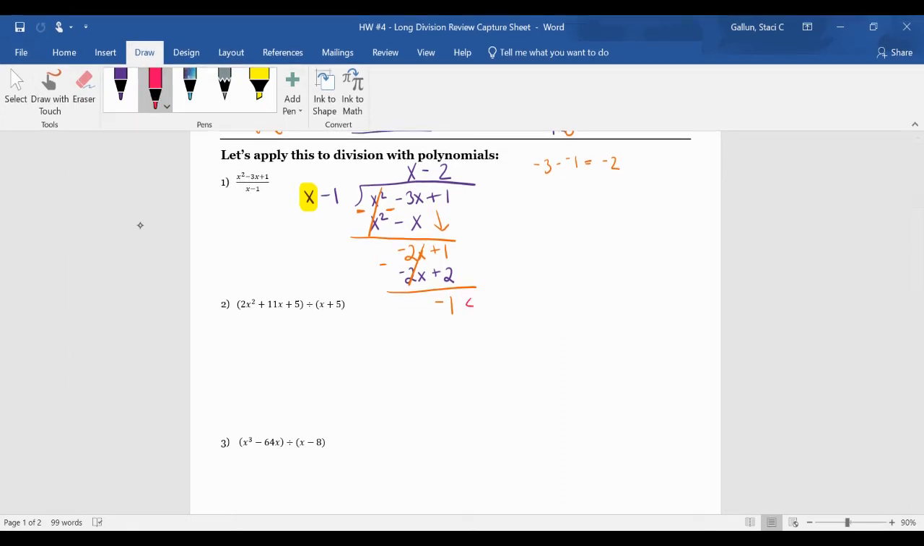So this number, this negative 1, is known as our remainder. It did not just divide evenly. And our final answer is going to be x minus 2 plus negative 1 over x minus 1, right? The fraction that's left. If you want to express it this way and say x minus 2 minus 1 over x minus 1 because it's a negative, that's fine. Okay, so this is our final answer.